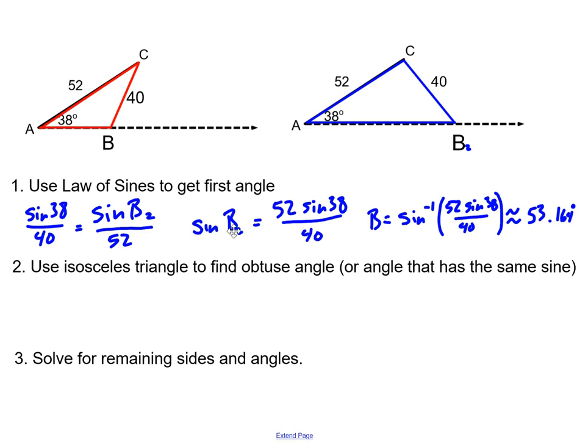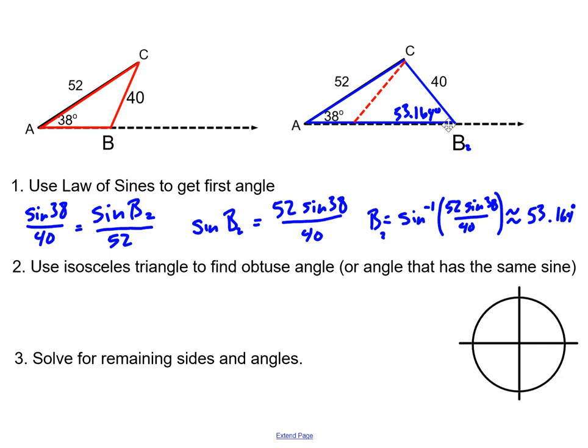But I notice when I solve for b sub 2, correct that here, I get 52 sine 38 divided by 40 equals the sine. So to undo that, I'm going to have to take the inverse sine of both sides. So b sub 2 is the inverse sine of that ratio, that quantity there, which is approximately 53.164. So if I'm looking at my two possible triangles, this one has an obtuse angle at B, this one has the acute angle at B. I'm going to say this one is the 53.164.